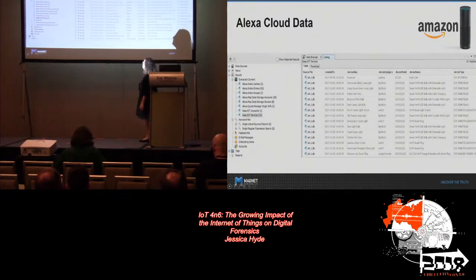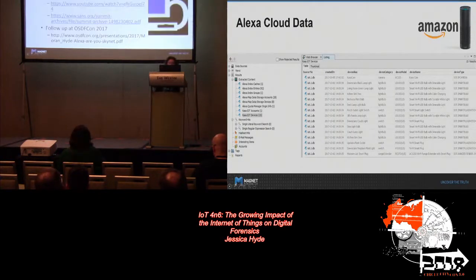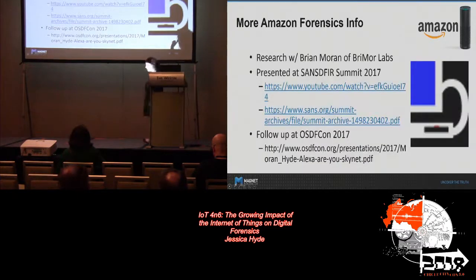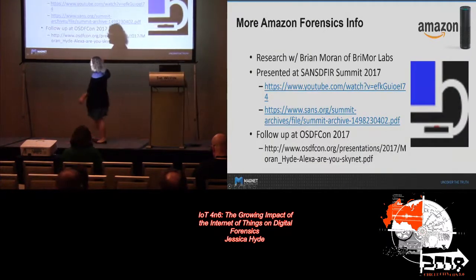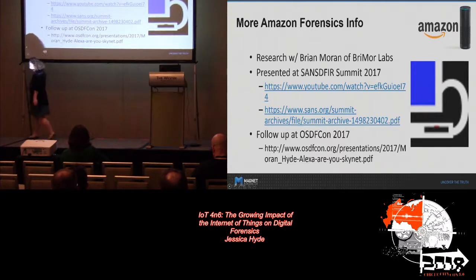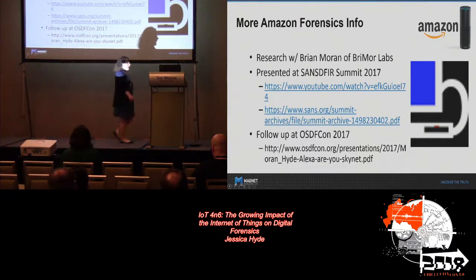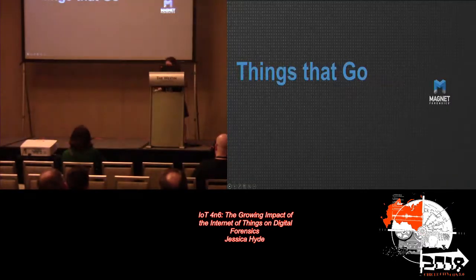This is actually how that cloud data looks if you pull that down. And I just want to provide, because if anybody wants to copy these slides, they can. At both the SANS DFIR Summit and then updated research at OSDFCon last year, we did some presentations on this, and we get a little bit more into the vulnerabilities and the TP-Link stuff. So if you want to see that, just let me know.